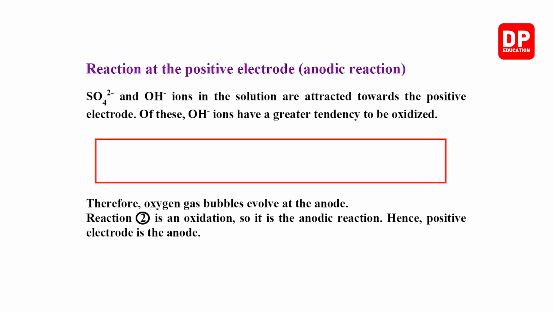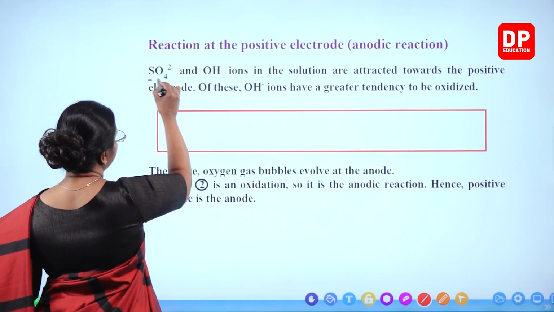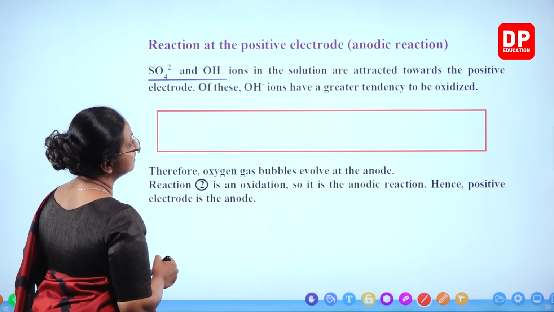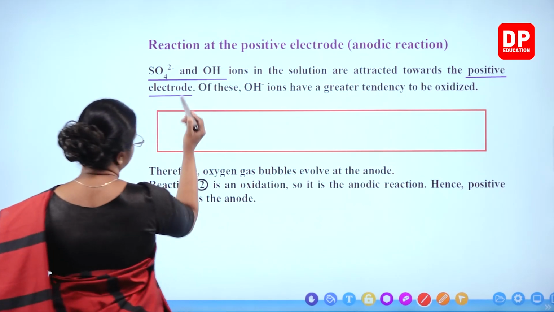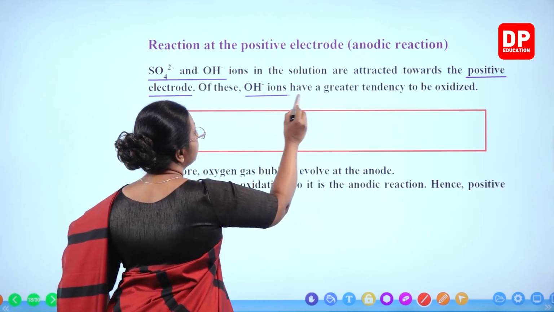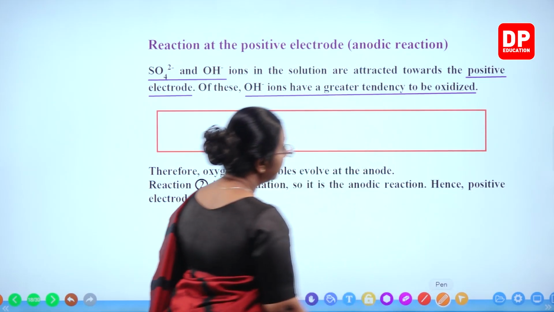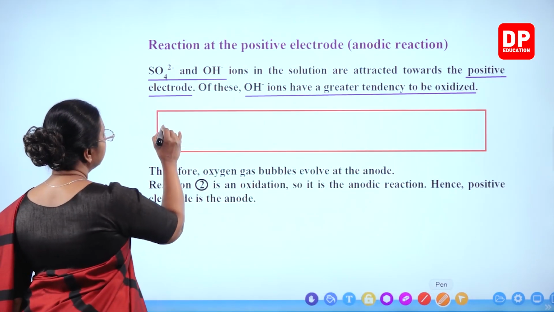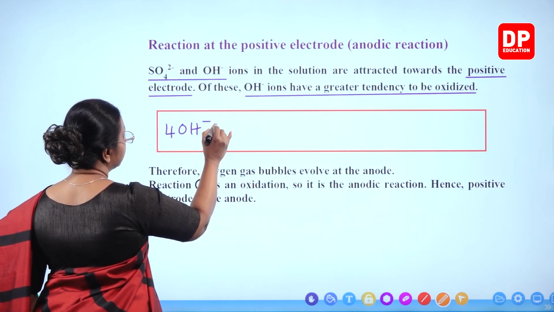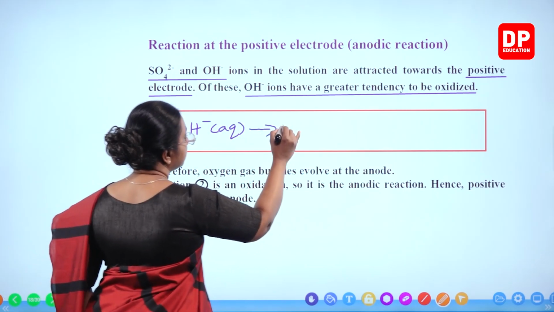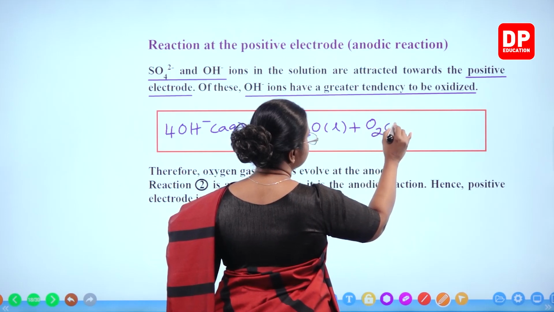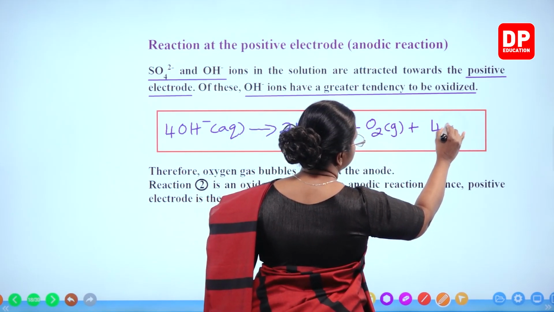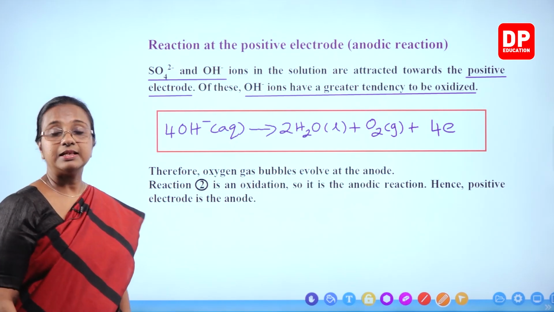Then, in the next slide, reaction at the positive electrode, that is the anodic reaction. So here you can see sulfate and OH minus ions in the solution are attracted towards the positive electrode. Of these, OH minus ions have higher tendency to be oxidized. So you can remember the equation: 4OH minus aqueous becomes 2H2O liquid plus O2 gas, losing 4 electrons. Is that clear, students?